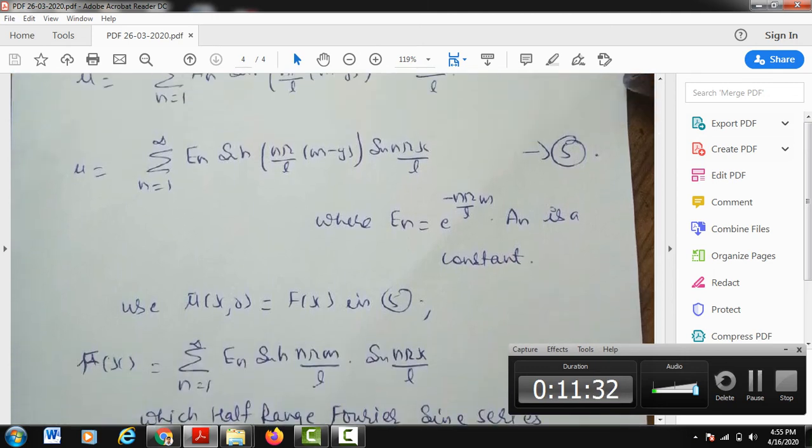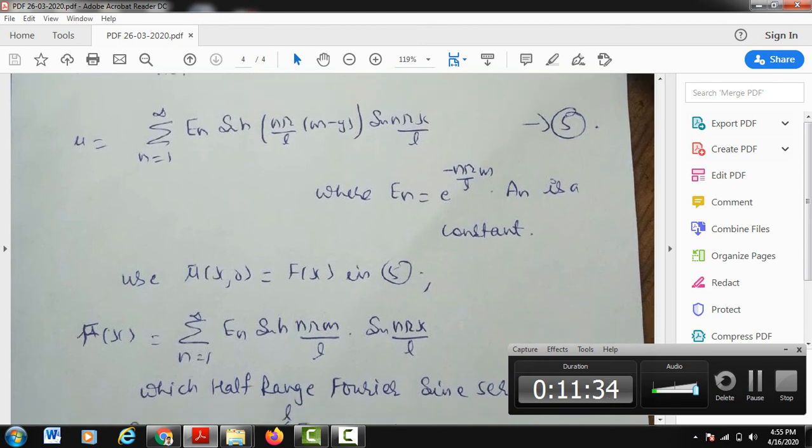Now I am going to use the last condition. The last condition is u(x, 0) is equal to f of x. I am putting y is equal to 0.